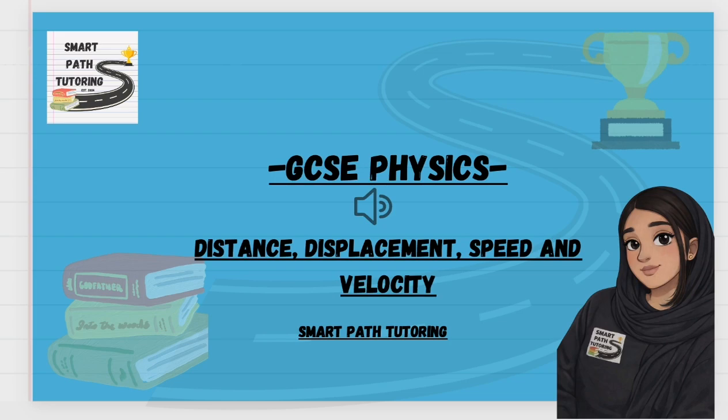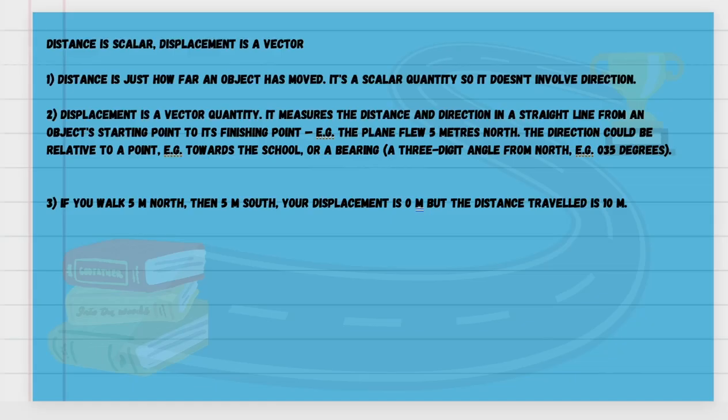This is about distance, displacement, speed and velocity. Distance is scalar, displacement is a vector. Distance is just how far an object has moved. It's a scalar quantity, so it doesn't involve direction.